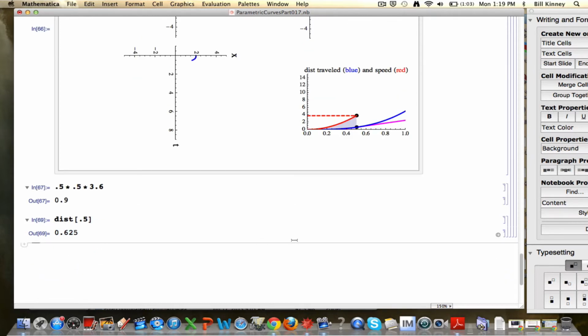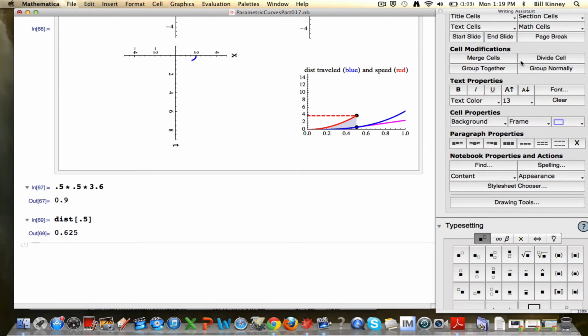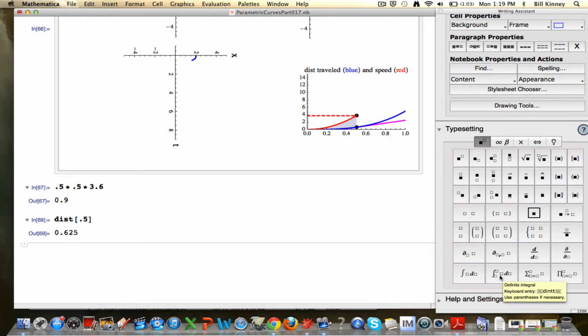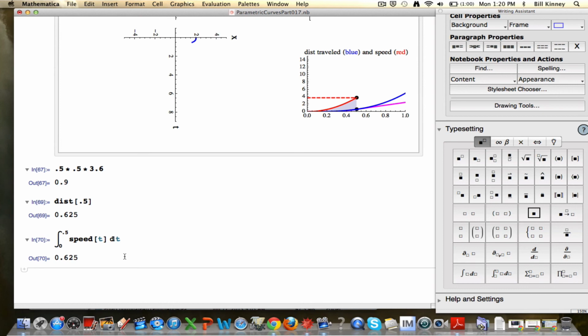Finally, I'll emphasize again that on the Mathematica palette here, there is a definite integral symbol. Without knowing any calculus, you can just think of this as an operator that is going to give us the area under the speed graph between t equals 0 and t equals 0.5. I use this funny symbol, put the speed function there, put this t there, the variable that's right there, this should give us the exact same answer, 0.625. It's just an operator, an integral operator, that gives the area under that graph and therefore also the distance traveled. And with that, I'll end this video.